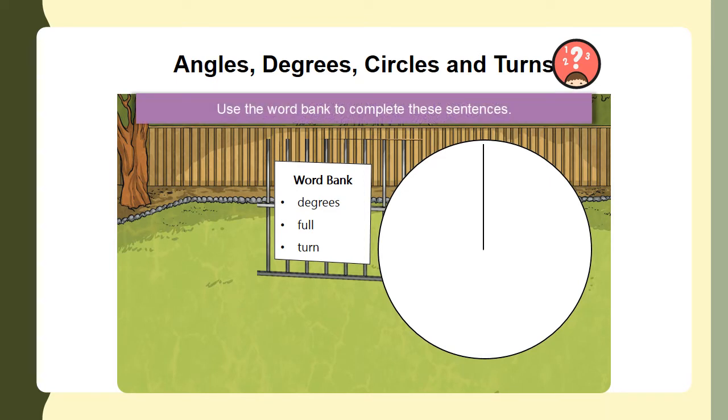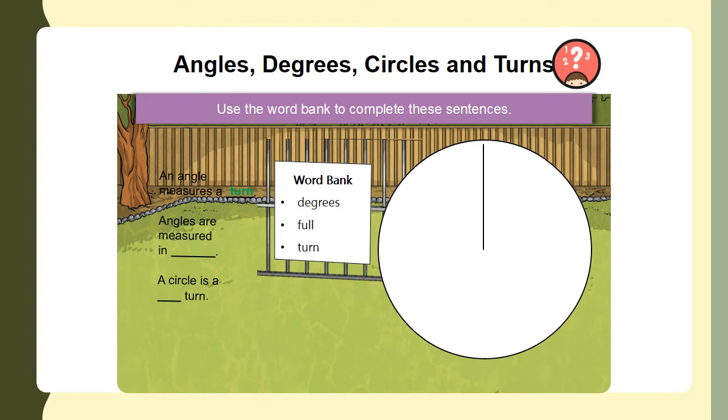So we're going to have a go using the words shown on screen. We've got the word degrees, full, and turn. And I want you to think about which of those words can be used to complete the sentences. So the first sentence, an angle measures a what? Angles are measured in what? And a circle is a what turn?